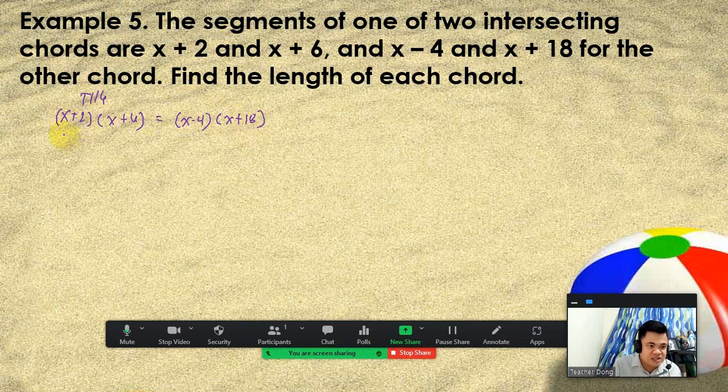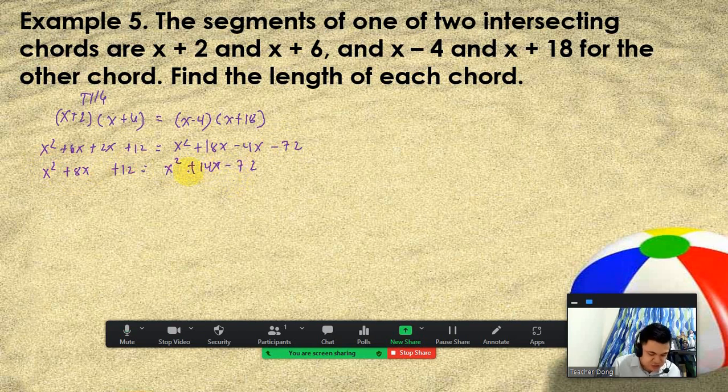So first term, x times x is x squared. Outer, x times 6 is positive 6x. Inner, 2 times x is 2x. And then last term, 2 times 6 is 12. And then on the other side, x times x is x squared. Outer, x times 18, we have 18x. Inner, we have negative 4 times x, negative 4x. Last term, negative 4 times 18 is negative 72. Then combine the similar terms: x squared, then 6x plus 2x is 8x plus 12. Then on the other side, x squared, then 18x minus 4x is positive 14x minus 72.